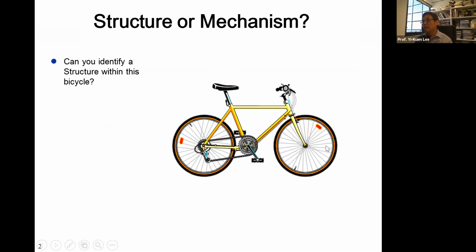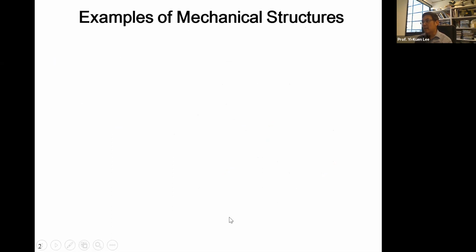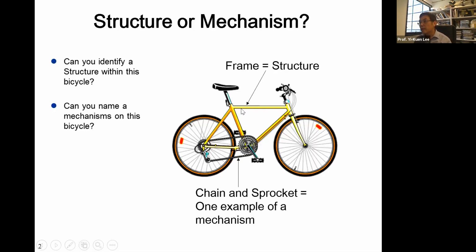Basically, in your daily life, you see mechanical structures or mechanisms. So this car, so basically, can you identify a mechanical structure on this bicycle? Which part is, and can you describe the mechanism on this bicycle? Any idea? Well, here you can see in this bicycle we have a chain and sprocket. It's one example of a mechanism. And then of course we also have this frame.